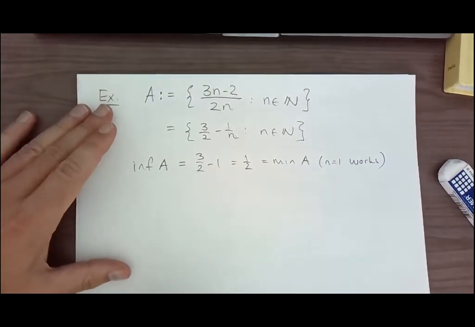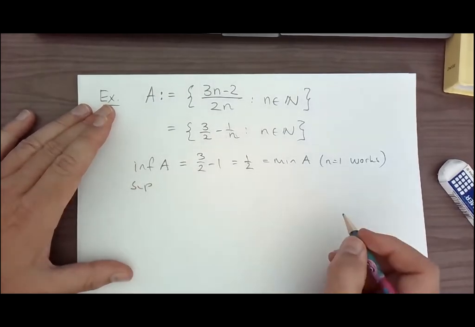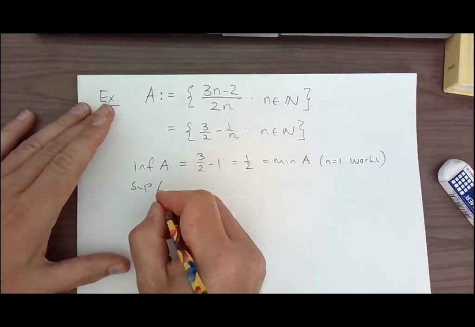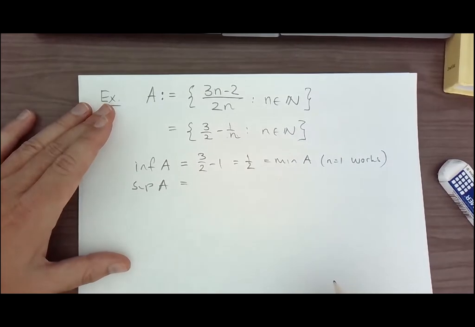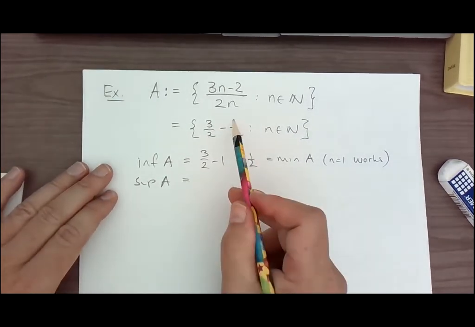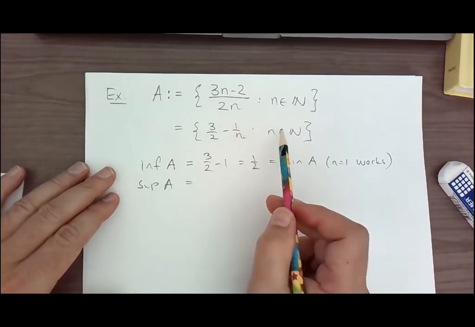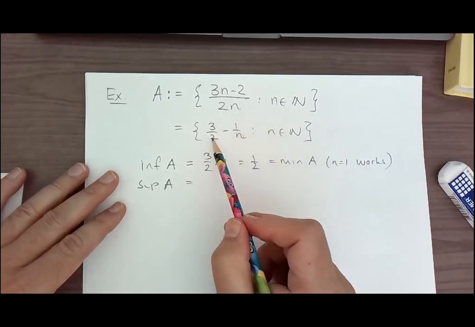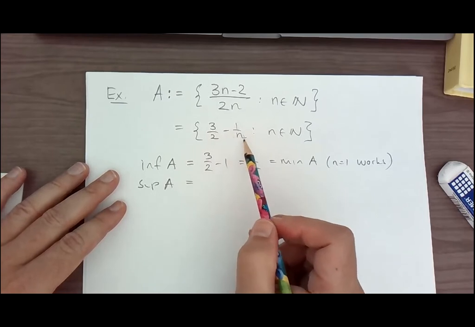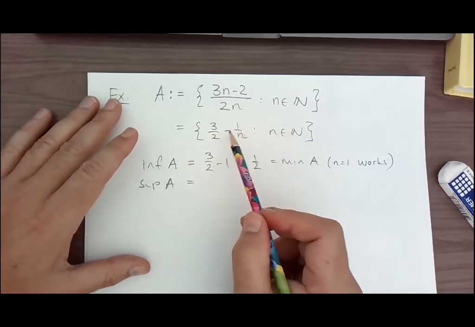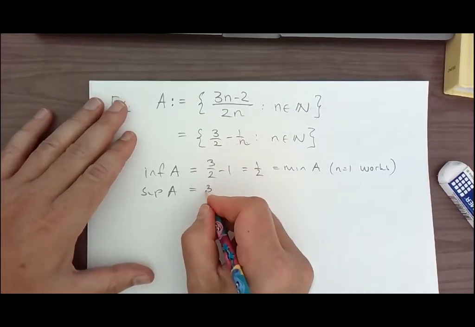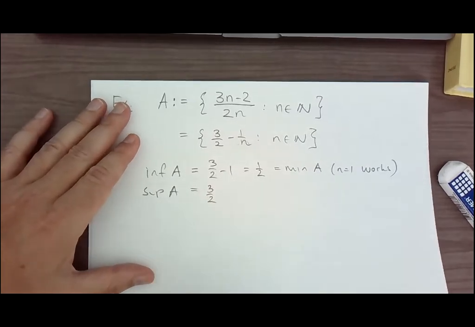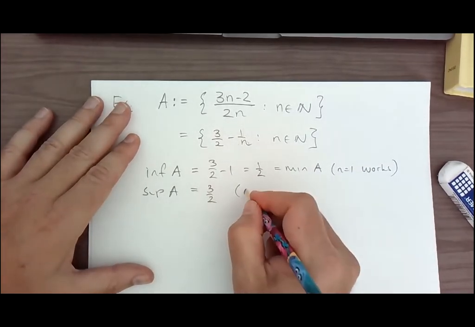And if I take the supremum over A, then I don't want to subtract anything. So I want to pass n off to infinity. I'll get 3 over 2 minus 1 over something that's humongous. So this is going to be small. This is going to be 3 over 2. And here there's no max.